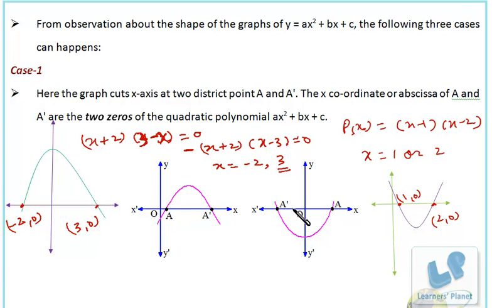So in these cases, we have discussed that there are 2 zeros of the quadratic polynomials and both of them are different, right? Because it is intersecting at 2 different points, right? That means it is intersecting x-axis at 2 different points. Okay, now let's see what happens when this curve touches the x-axis.